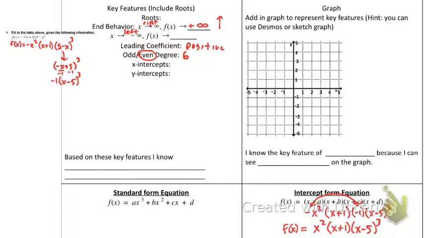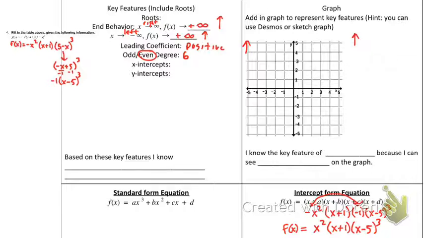And our left side, even means it does the same as our right side. So even degree means our left side is going to do the same or match our right side. So that means it's also going to go up, which makes this positive infinity. And I'm going to write this in. So our right side will go up and our left side go up. So those are just little notes in our graph.